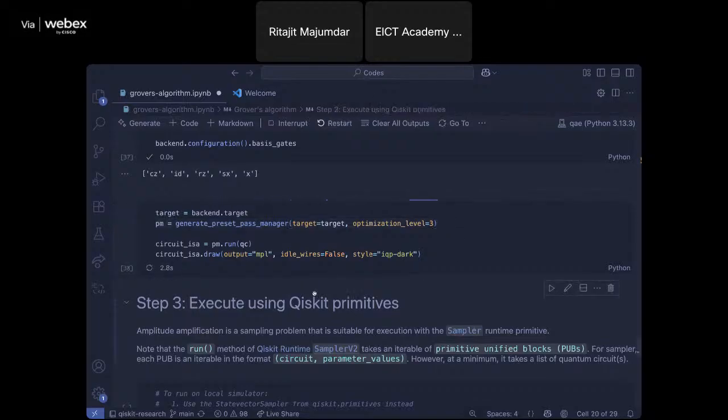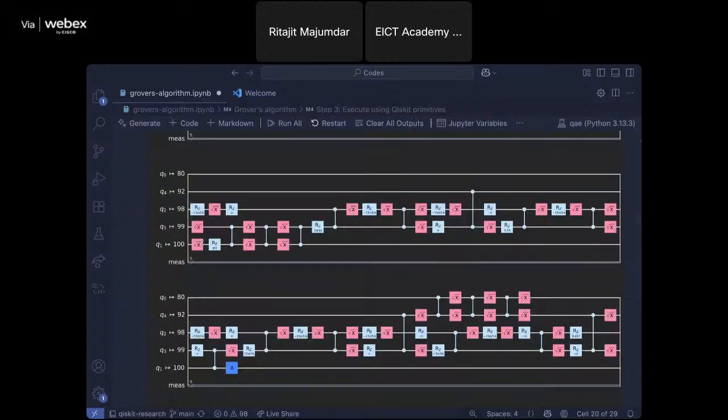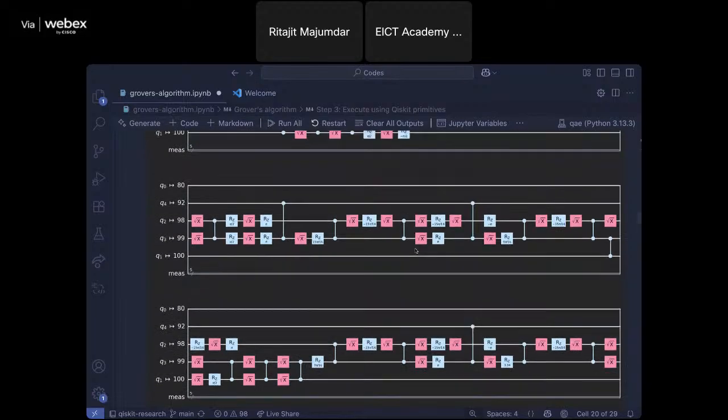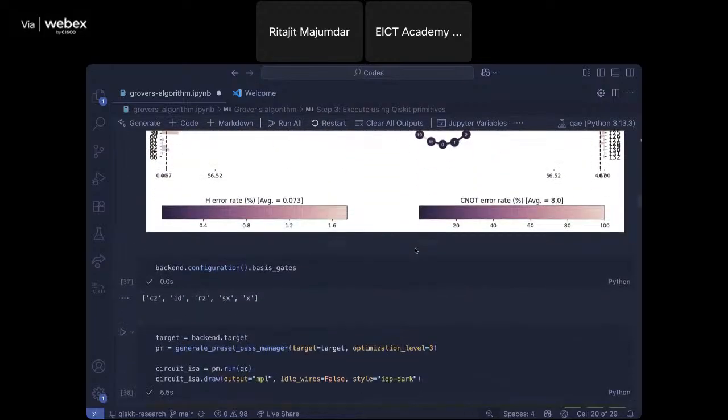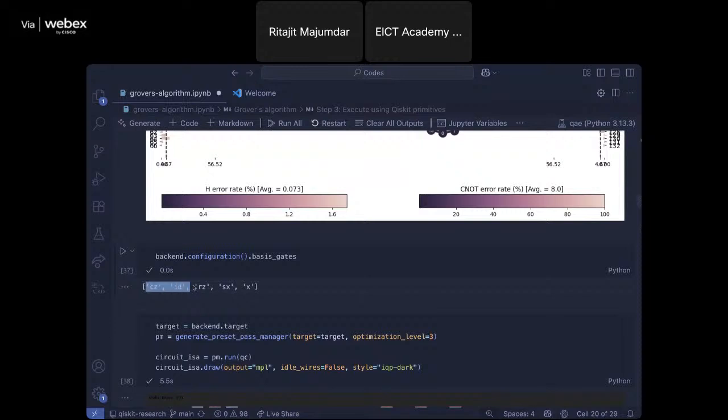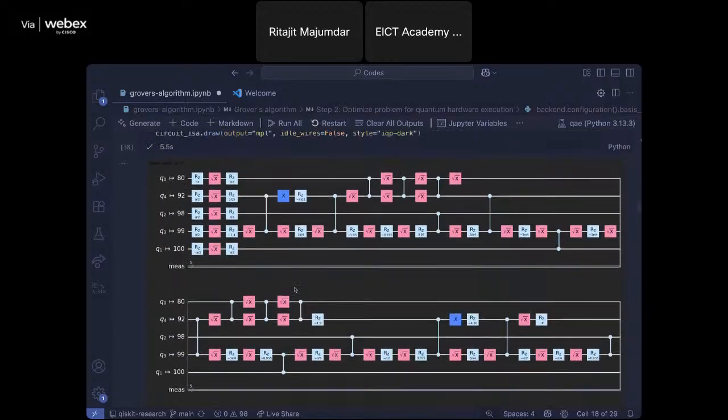So I am doing this transpilation, and this circuit is called circuit ISA, which is instruction set architecture. This circuit conforms to the instruction sets here. This circuit will only contain these instructions, nothing more. Transpilation does something more, but that is not really required for us at this point.